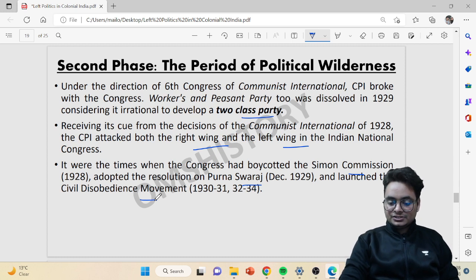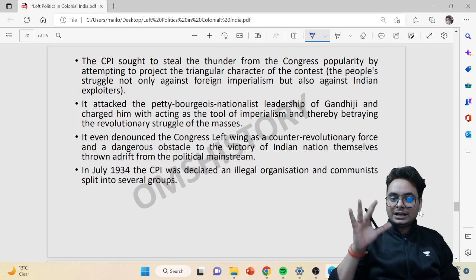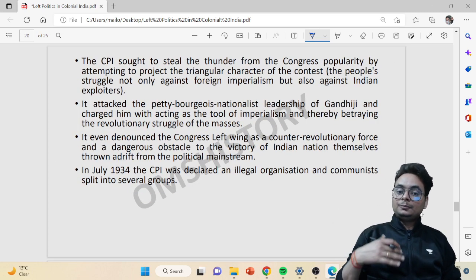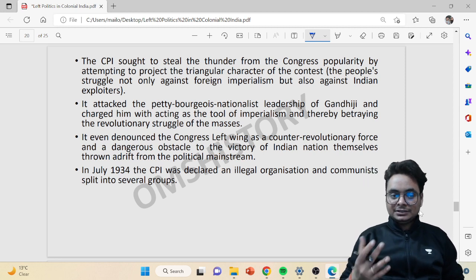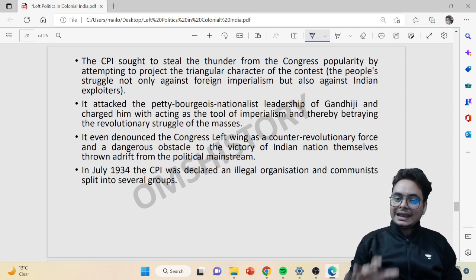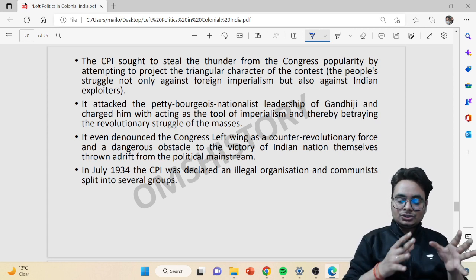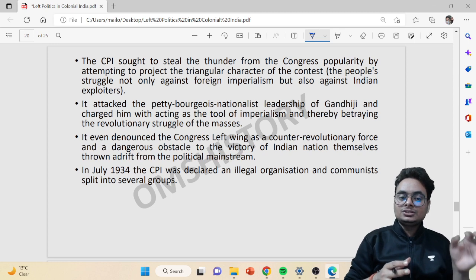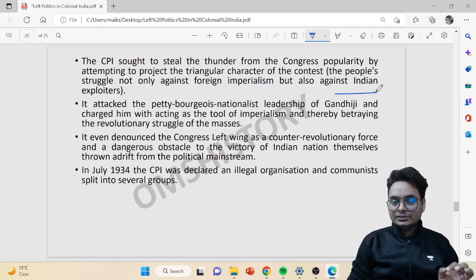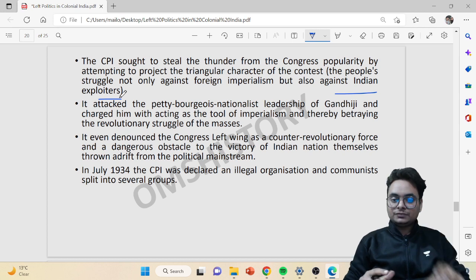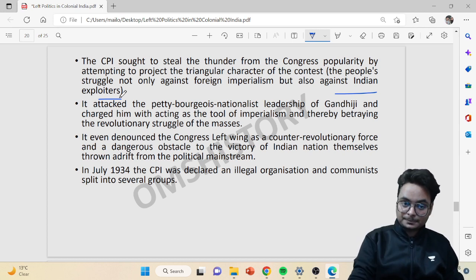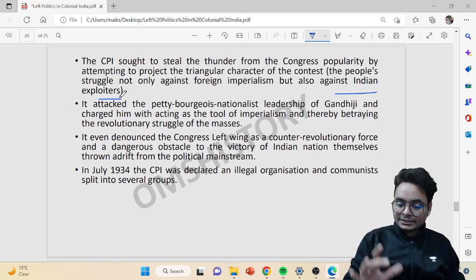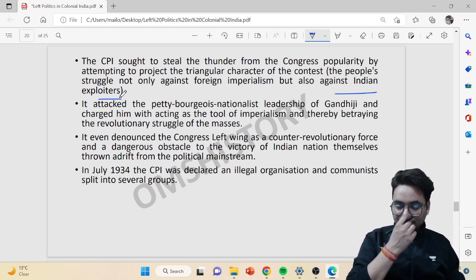Okay, civil disobedience movement. In this time period, the Communist Party of India, in order to try to steal the thunder from the popularity of the Congress, started projecting a triangular character of this contest. What they started saying was that people's struggle in the Indian national movement is not just against foreign imperialism, but also against the Indian exploiters, and most of the Indian exploiters are now controlling the Congress.